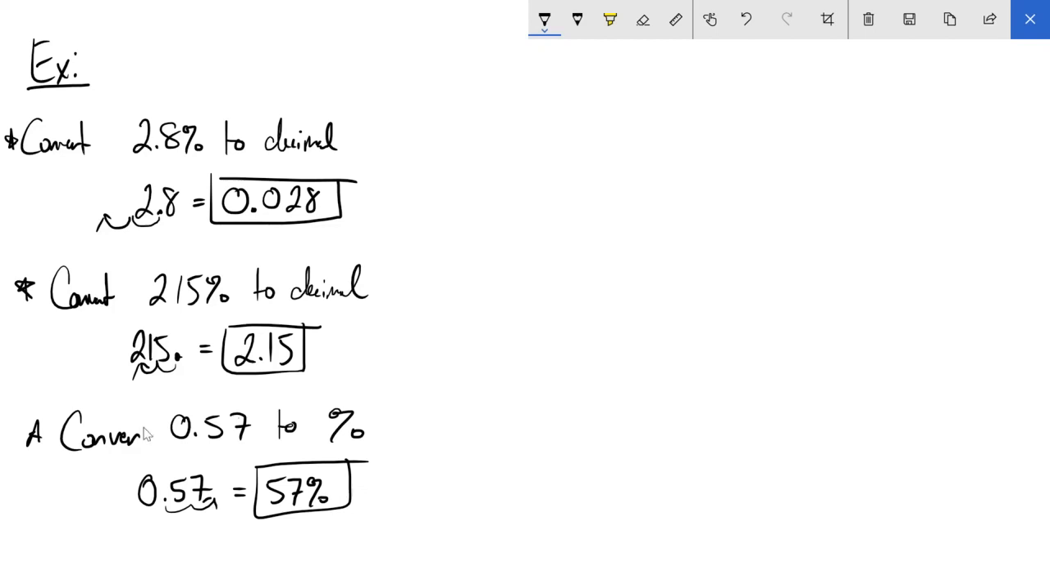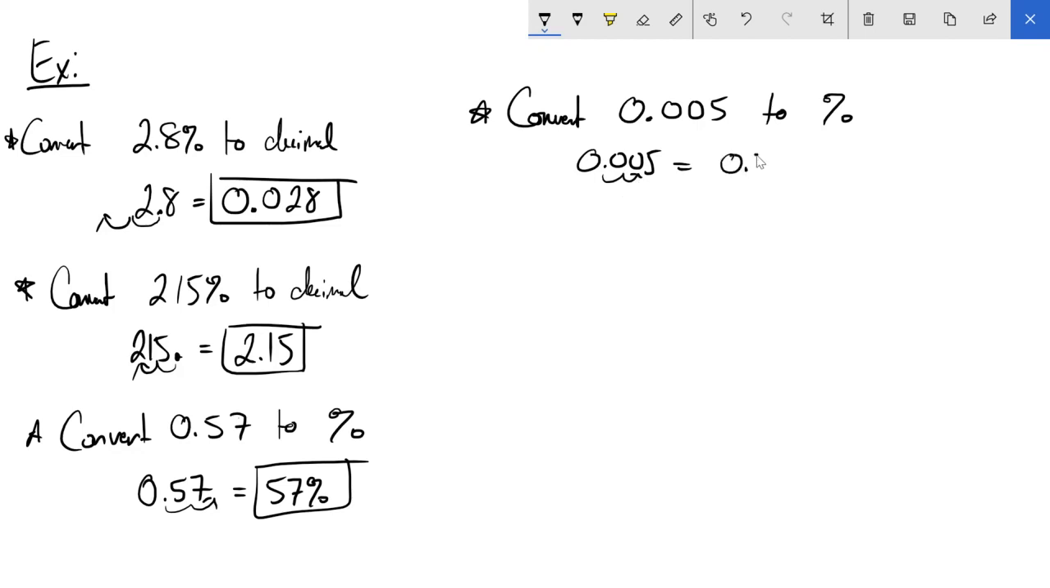Okay, let's try another one. How about converting 0.005 to a percentage? It's always two places. Which way do I go? Go to the right because my percentage form is going to be bigger. This one still doesn't make it past the 5, so what's my answer here? 0.5%. It's like a half a percent.